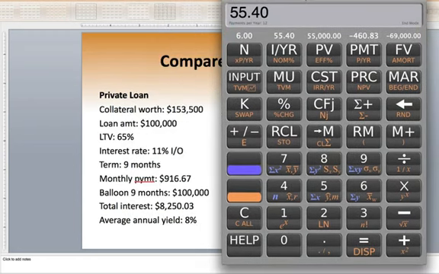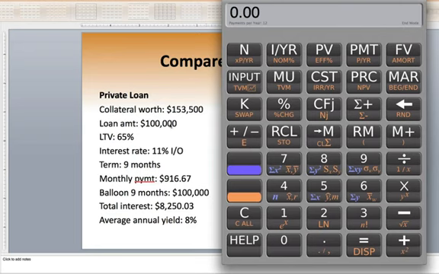All right, let's say we did a private loan. I'm going to clear all. The collateral's worth, the property's worth, this is a rehab flip, let's say it's worth $153,500 after repairs, and you're willing to land on that because the people doing the job you trust. You feel good about it.